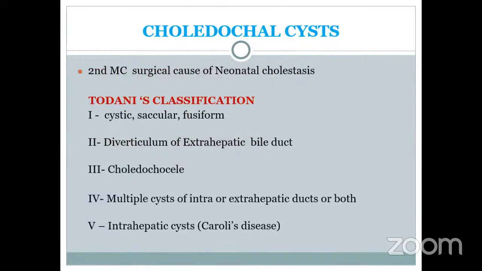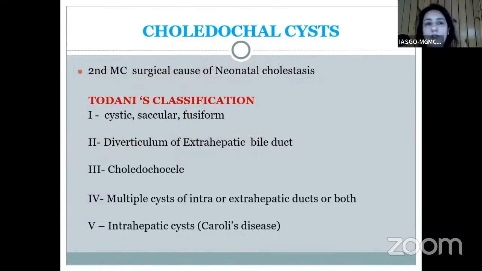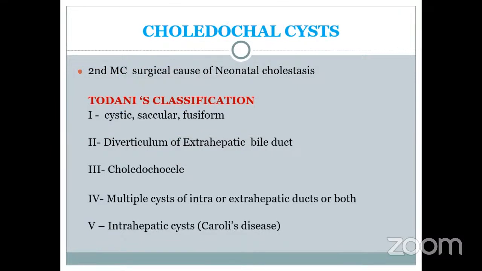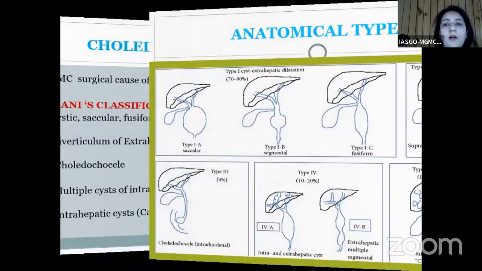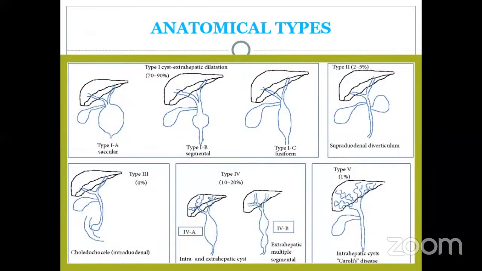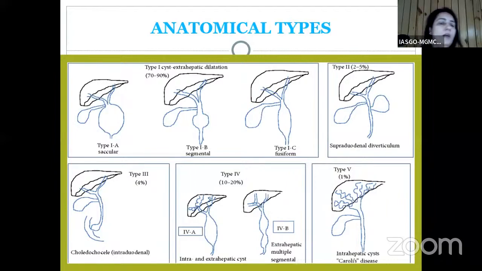So coming to the next most common cause is the choledochal cyst. Choledochal cyst has a female preponderance and is not very common in the Western world, whereas in the Asians, it is quite common with 1 in 1,000 population. So the most important classification was given by Todani, and which is accepted and followed by everyone. Here we categorize the patients into 5 categories.